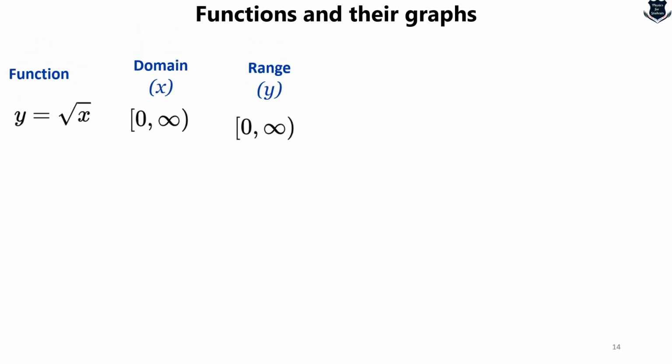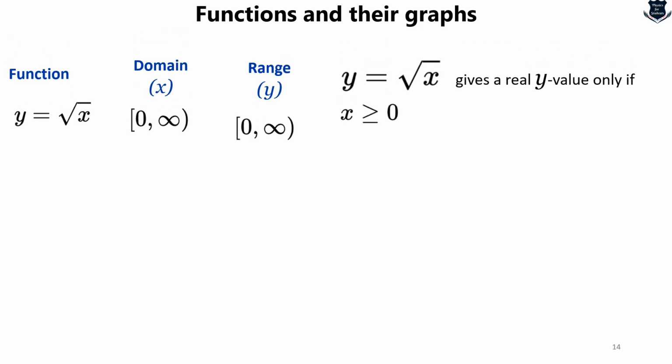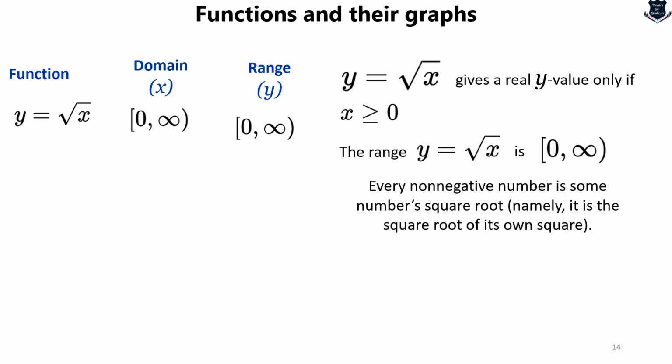We take the same function domain and range where y equals square root of x. So y equals square root of x again gives a real y only if x is greater than or equal to 0, and the range of y equals square root of x is 0 comma infinity. And this one, every non-negative number is squared.